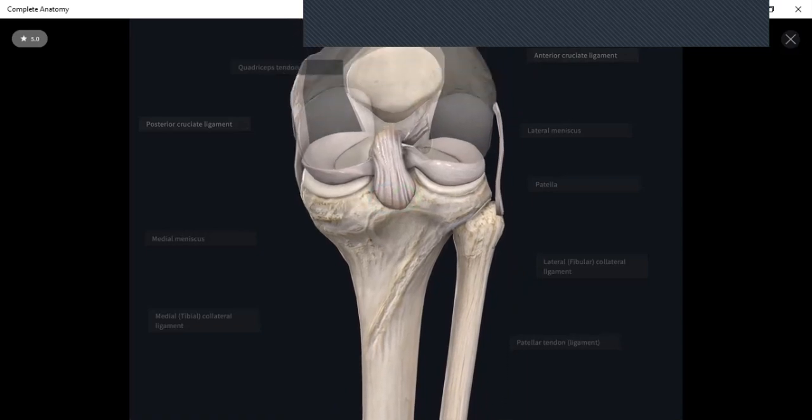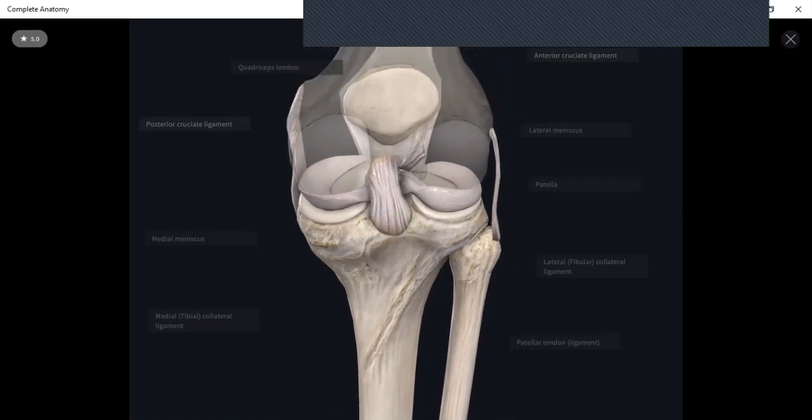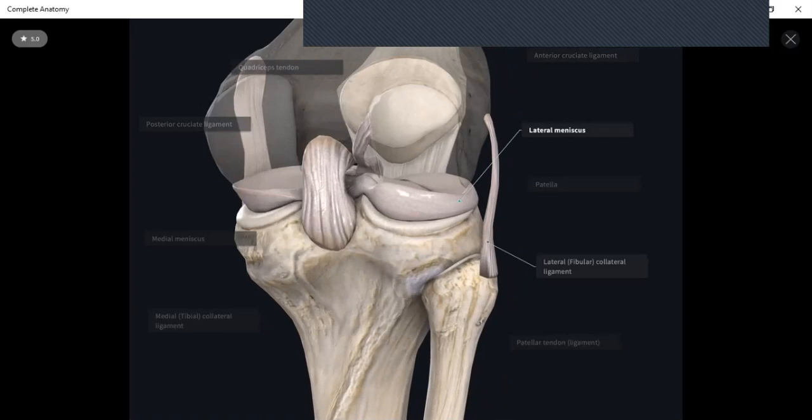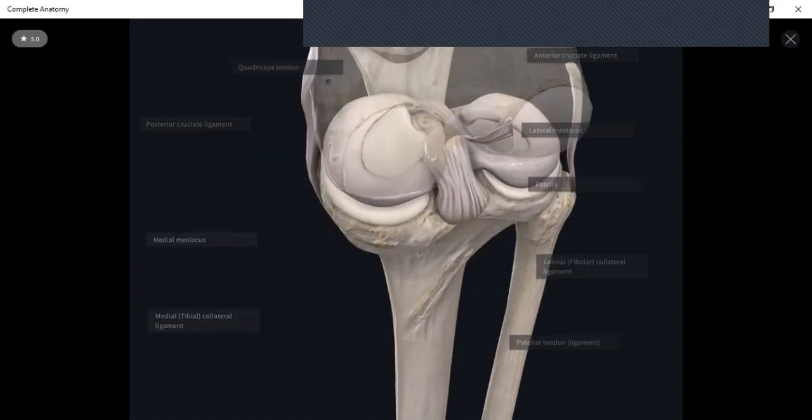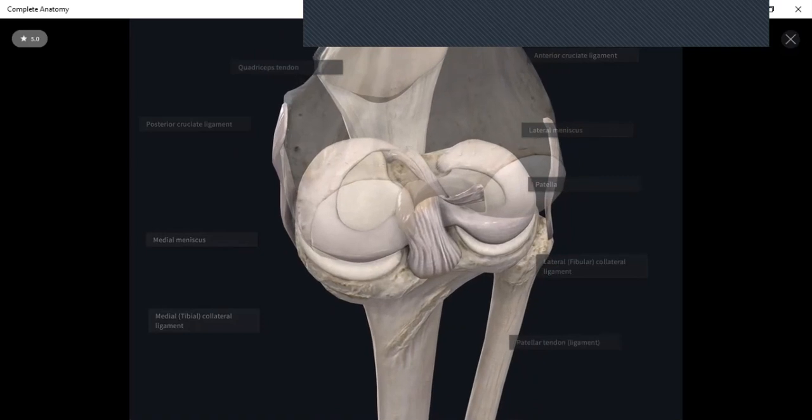The articular surface of the tibia are two crescent-shaped plates of fibrocartilage, the medial and lateral menisci, and these partly act as shock absorbers. And that's it. That's the knee.